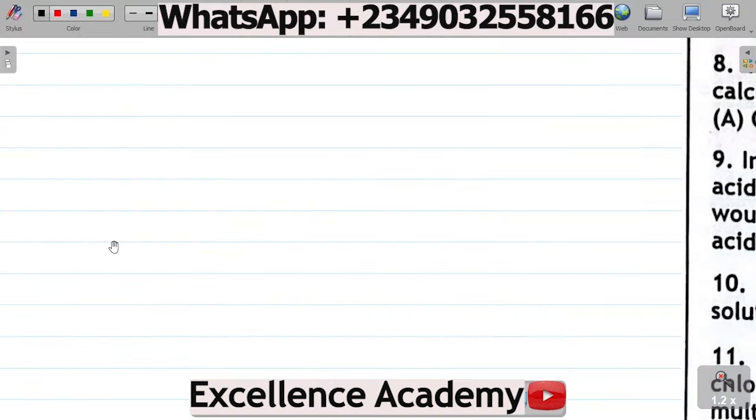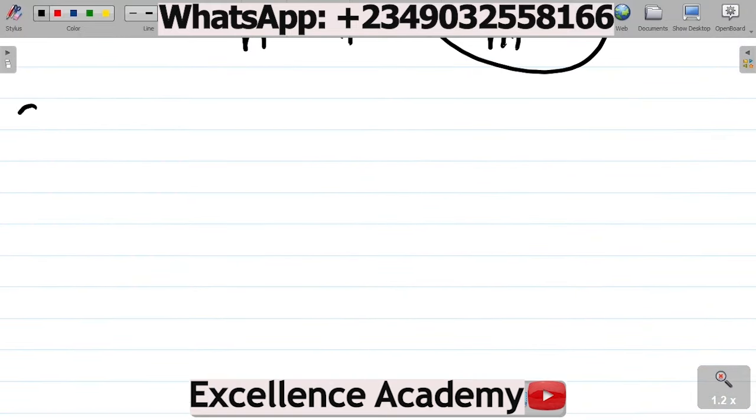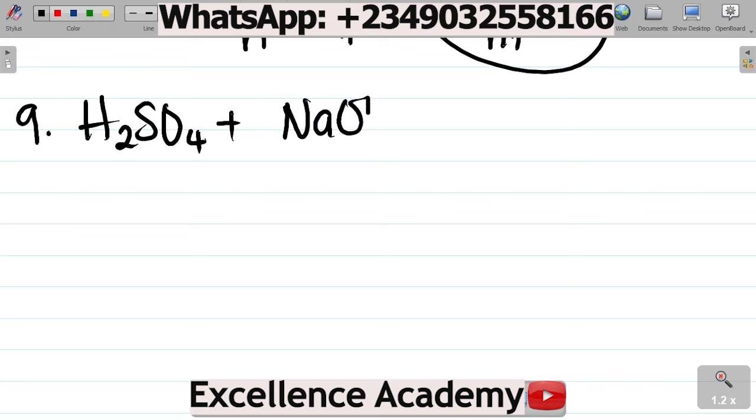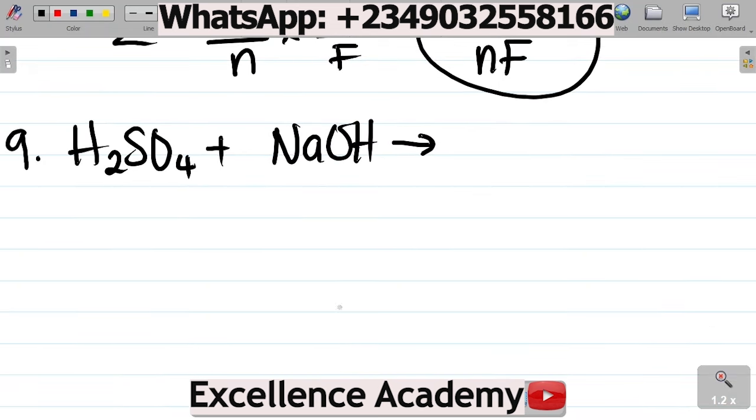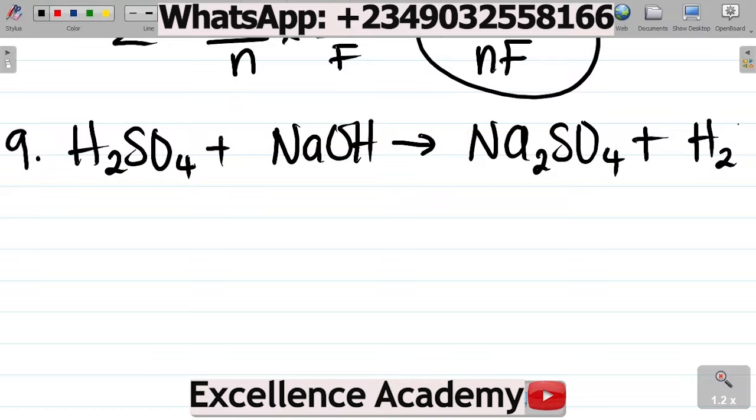So we have acid and base. Question 9: we have the acid H2SO4, sulfuric acid, combining with sodium hydroxide, NaOH. Now, we know that when an acid combines with a base, it forms salt and water. The salt formed here is sodium tetraoxosulfate(VI), Na2SO4, plus water, H2O. This is your typical neutralization reaction.